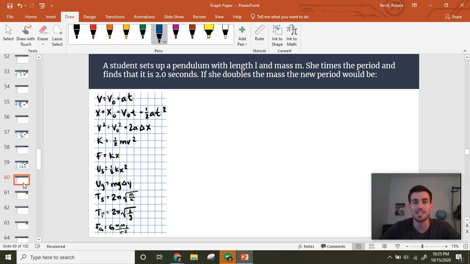Again, you'll have 90 seconds. Student sets up a pendulum with a length L and a mass M. She times the period, finds that it is 2 seconds. If she doubles the mass, what would be the new period? You have 90 seconds. First thing, figure out what equation you're going to use for this. What equation matches this problem?